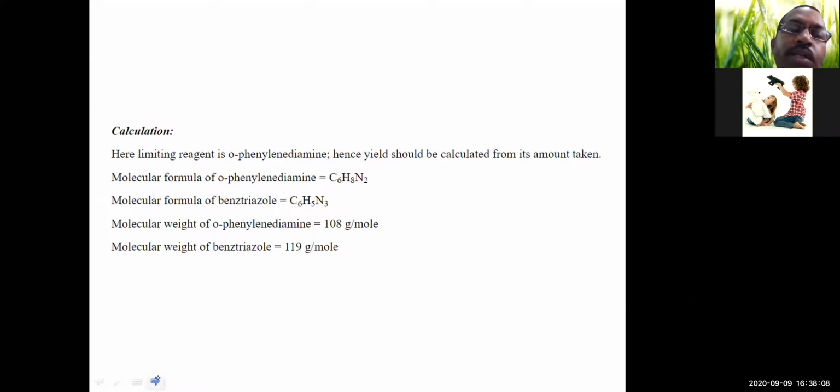So here the limiting reagent is orthophenylene diamine, because we have taken orthophenylene diamine, sodium nitrite, as well as glacial acetic acid. Here glacial acetic acid is acting as an acid catalyst, whereas the other reactant is sodium nitrite. But the amount of orthophenylene diamine is responsible for the final yield, so the yield should be calculated from its amount.